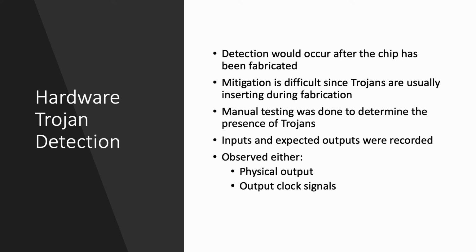In the lab, manual testing was done to determine the presence of a Trojan. First, expected outputs were recorded for a certain set of inputs. Then, manual testing of either the physical output that was shown by the LEDs on the board, or output clock signals were tested.